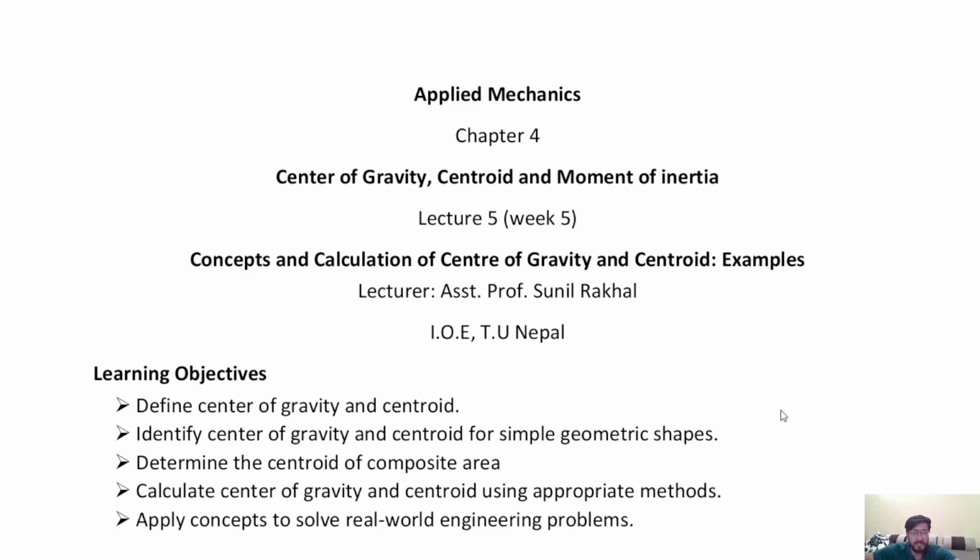Students will be able to analyze complex scenarios and apply the principles of center of gravity and centroid to solve problems related to equilibrium, stability, etc. By achieving these learning objectives, students will gain a comprehensive understanding of the concept of center of gravity and centroid, as well as the skills necessary to apply them confidently to various engineering and physics problems.